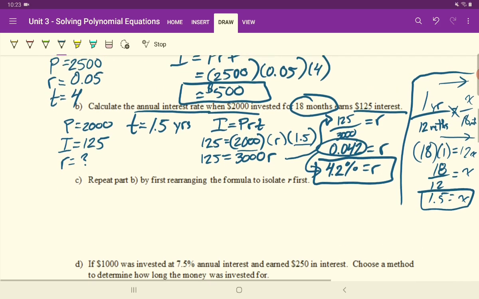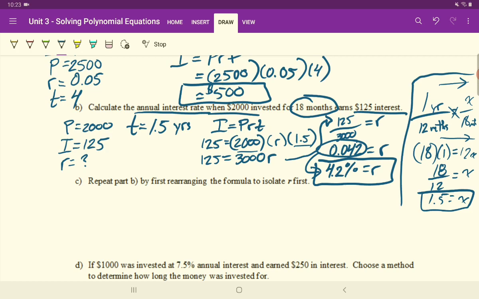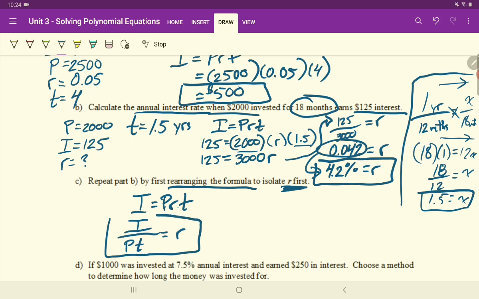Okay, moving on. Now, we could have repeated this question by rearranging the formula first, so basically solving for R before we substitute any values. And that's just as easy. So if we have I equals PRT, in order to isolate R, because it's P times R times T, we can divide P and T on the other side to move it over. So it becomes I divided by P times T is equal to R. So we could have done that to the formula to begin with without even substituting any values.